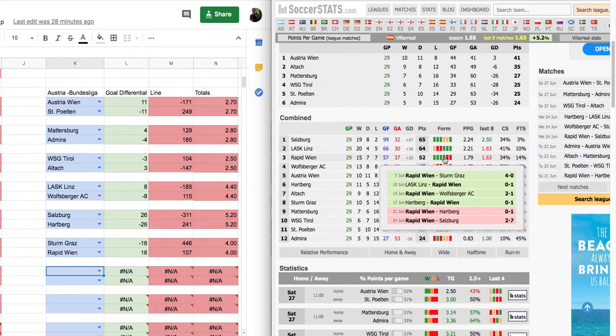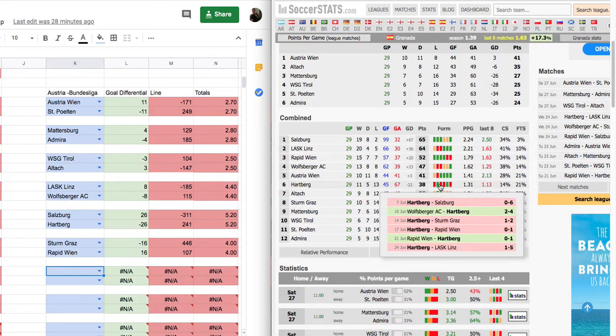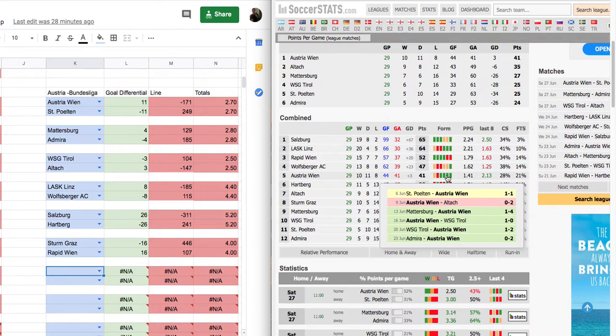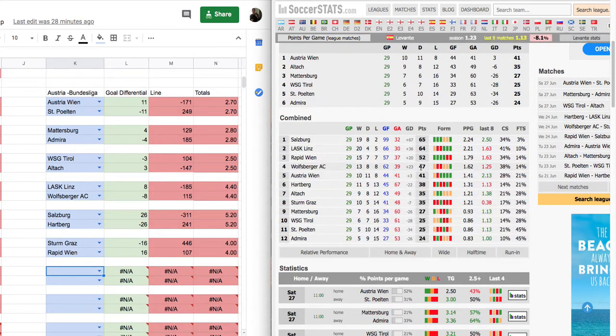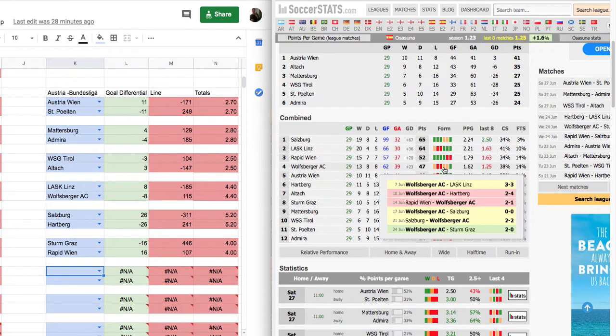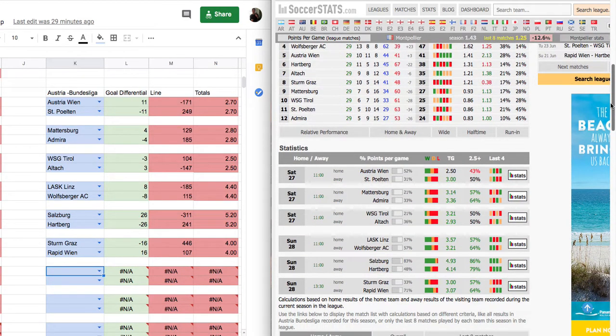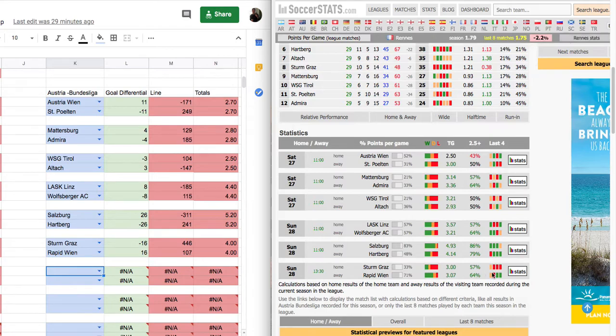The other loss was to Hartberg, which is not a bad team. 6 out of 12, so right there in the middle of the pack. But they only lost that match by 1 goal, and in the previous 4 matches, they all won. So you definitely have to consider those specific losses. Look at who they lost to. And let's go back to this one here.